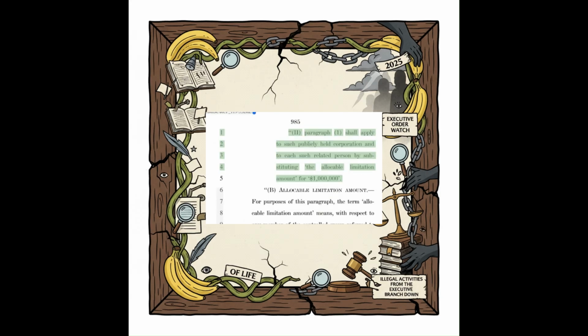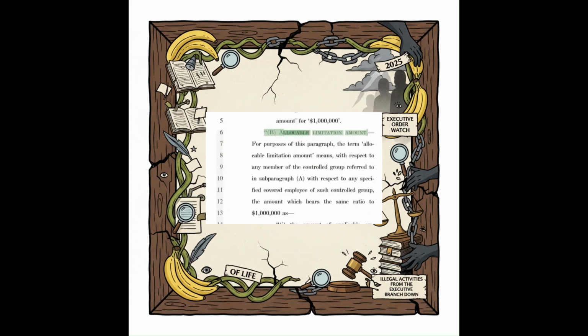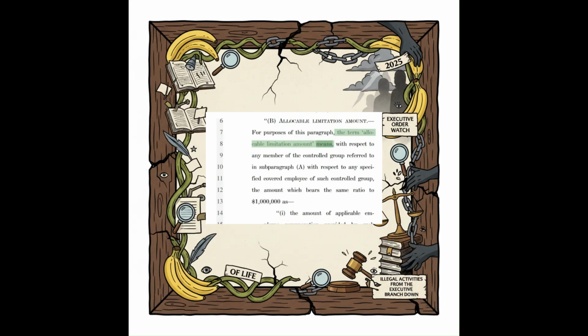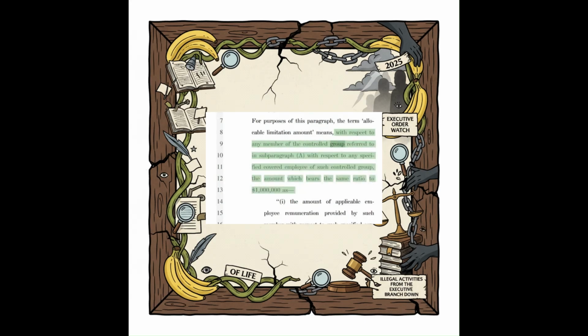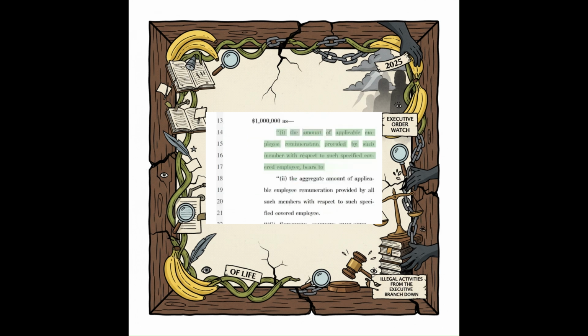985. Paragraph shall apply to such publicly held corporation, and to each such related person by substituting the allocable limitation amount for $1 million. Allocable limitation amount. For purposes of this paragraph, the term allocable limitation amount means, with respect to any member of the controlled group referred to in subparagraph, with respect to any specified covered employee of such controlled group, the amount which bears the same ratio to $1 million as the amount of applicable employee remuneration provided by such member with respect to such specified covered employee bears to the aggregate amount of applicable employee remuneration provided by all such members with respect to such specified covered employee.